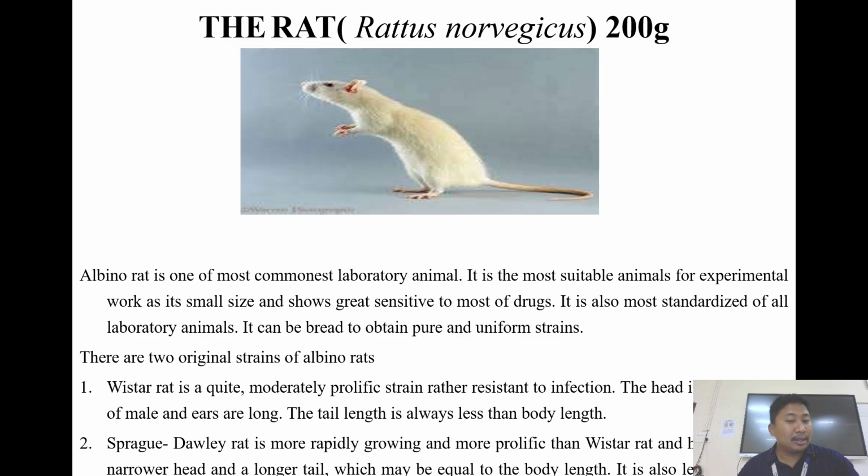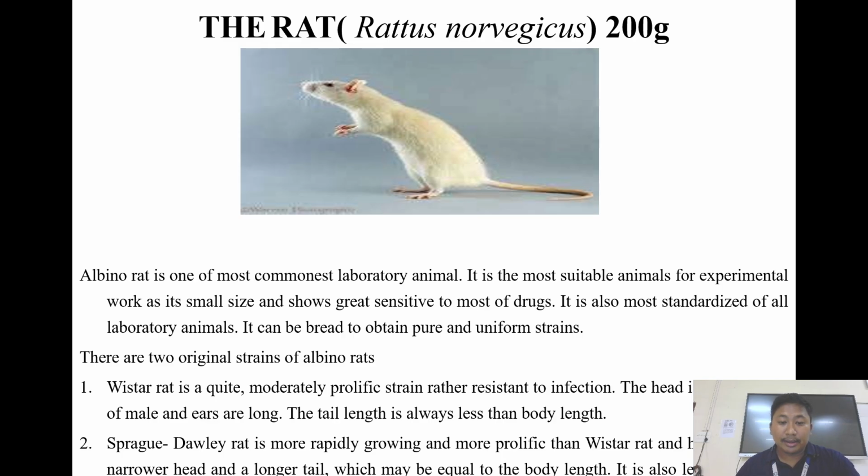So first we understood that the normal or known name is rat, and due to the color of its fur, white in color, we call it the albino rat. And further we have divided it into two. One is the Wistar rat, another one is the Sprague Dawley rat. We classify them based on their morphology and also based on their characteristics.